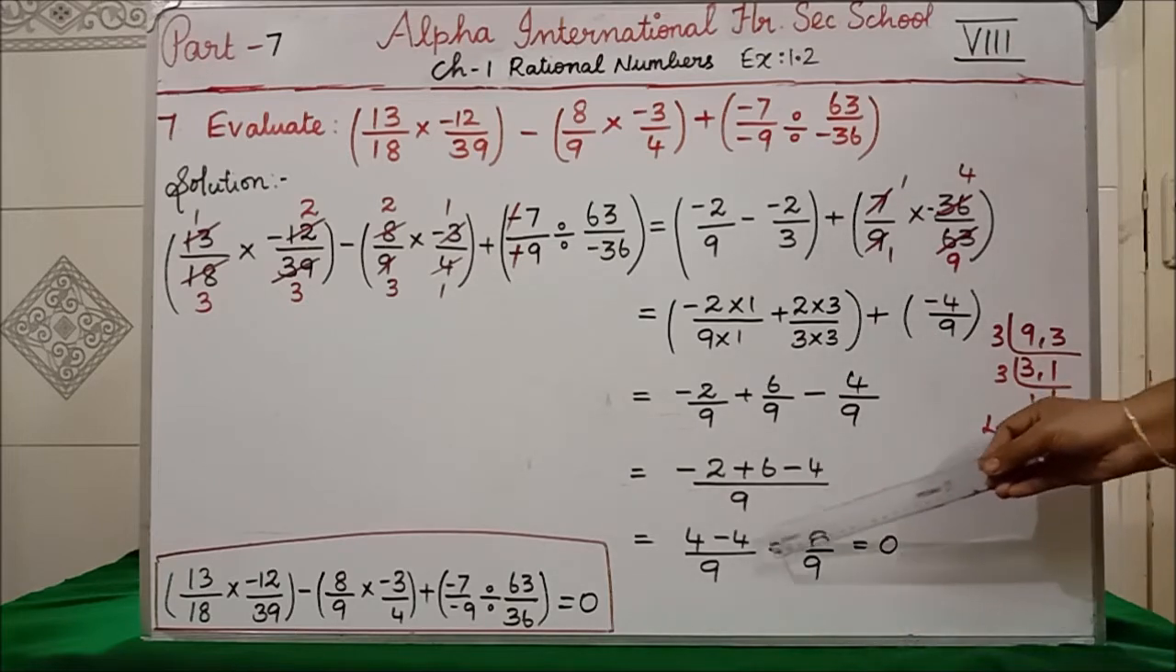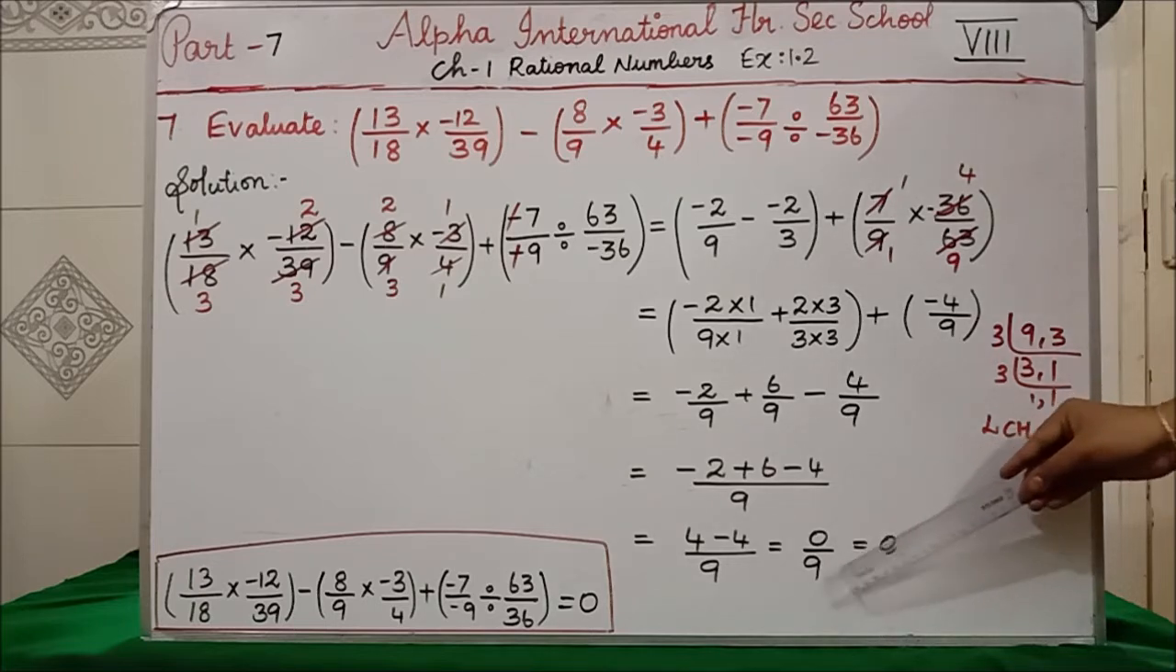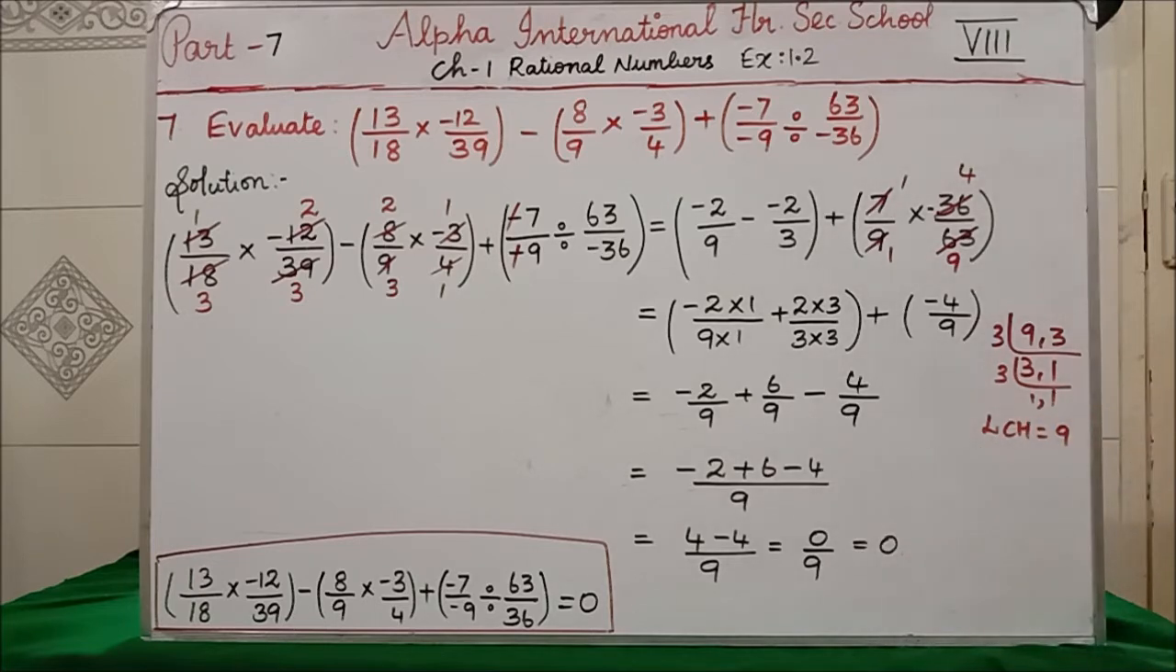Then this remaining minus 4 I have written. 4 minus 4 is what, students? 4 minus 4 is what? 0. So 0 divided by 9 is equal to 0. Any number which is 0 divided by a number, we will get the answer as 0. Now we have evaluated, and the answer we have got here is 0. Clear, all of you?